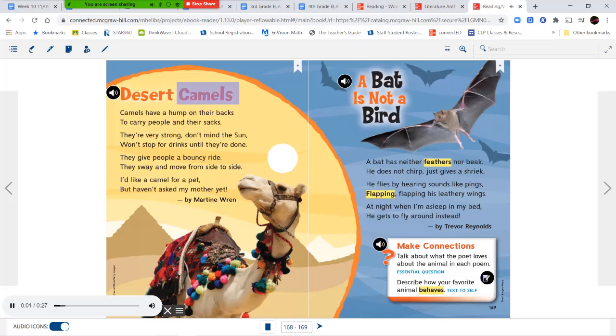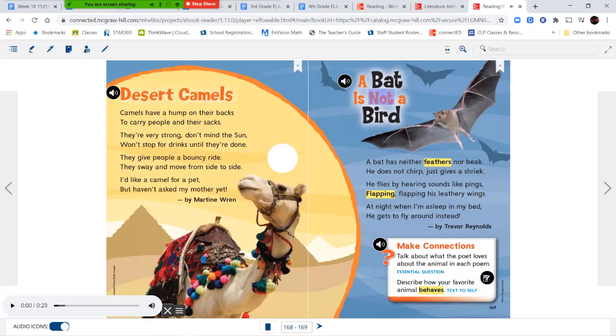Desert camels. Camels have a hump on their backs to carry people and their sacks. They're very strong, don't mind the sun, won't stop for drinks until they're done. They give people a bouncy ride. They sway and move from side to side. I'd like a camel for a pet, but haven't asked my mother yet. By Martine Wren.